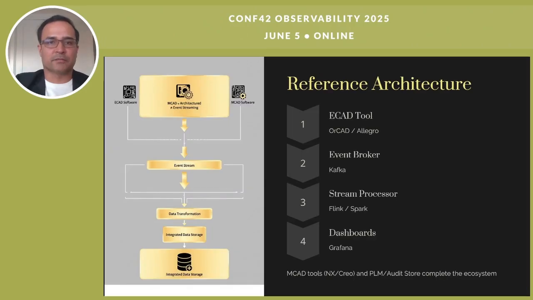Putting it together, ECAD and MCAD publish into a Kafka broker. Stream processors compare events, geometry deltas, and BOM differences. Violations go to dashboards and chat channels. The audit store captures everything for legal traceability. This isn't a science project. These components are all off the shelf.